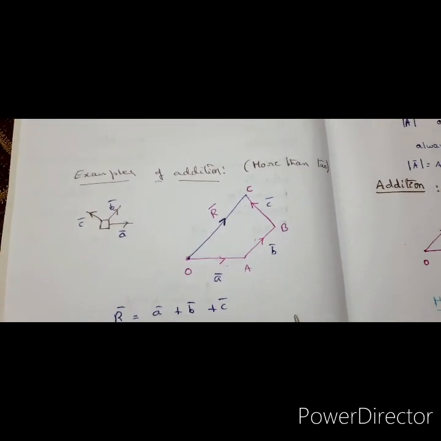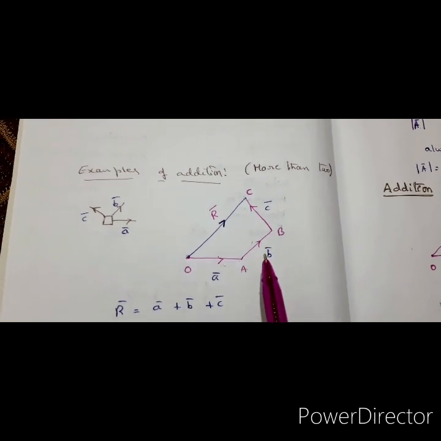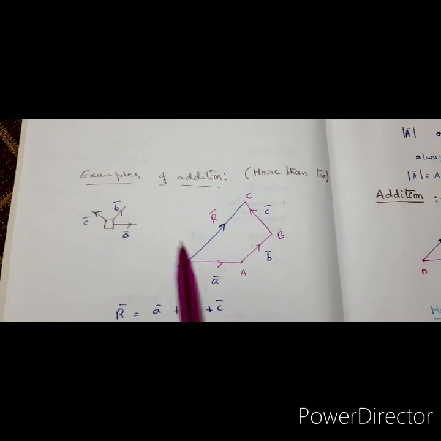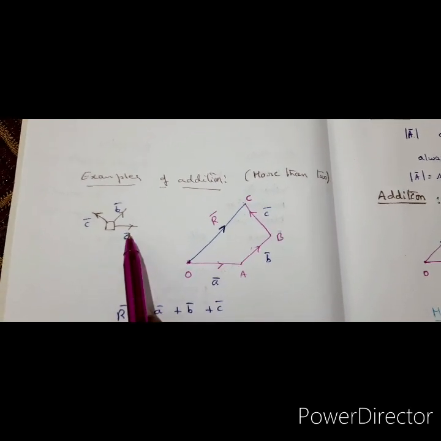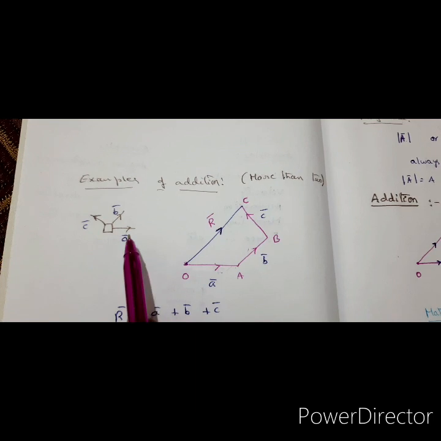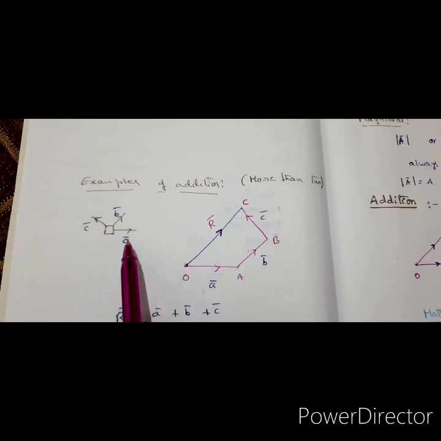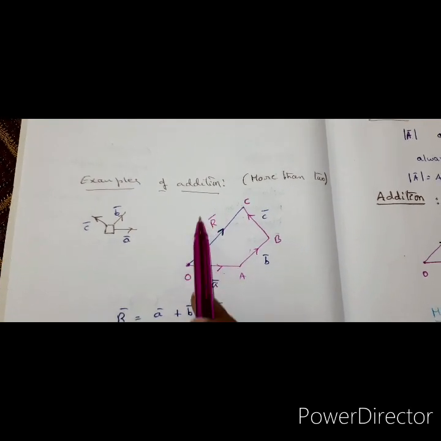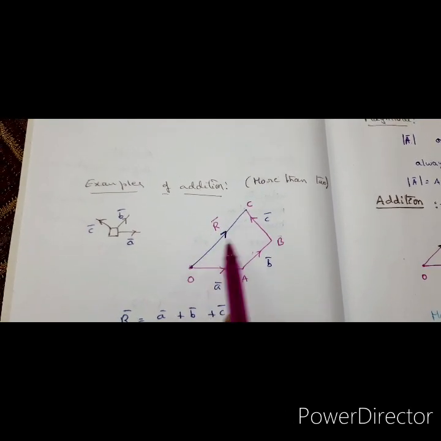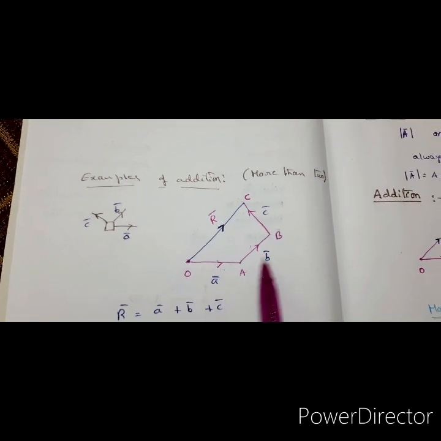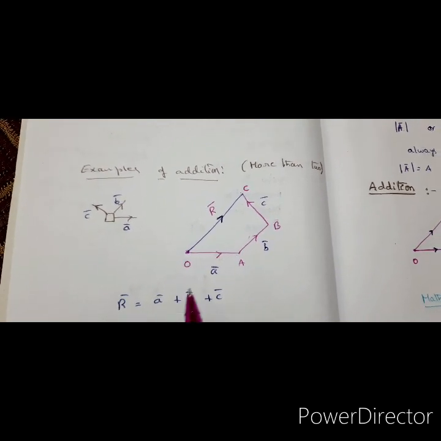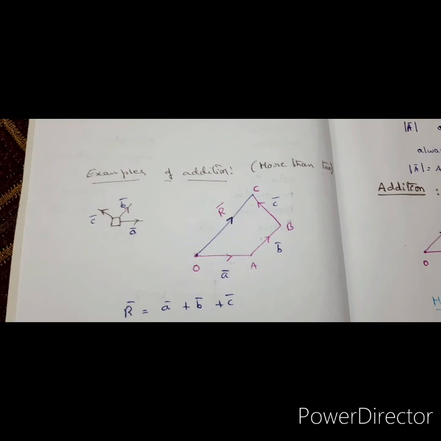The only care that you have to take is that when you are redrawing the vectors, those vectors should be parallel or equal vectors to the given vectors. So here A bar is equal to the A bar over here. Now R bar can be represented as the sum of A bar, B bar and C bar. Thus we write R bar is equal to A bar plus B bar plus C bar.